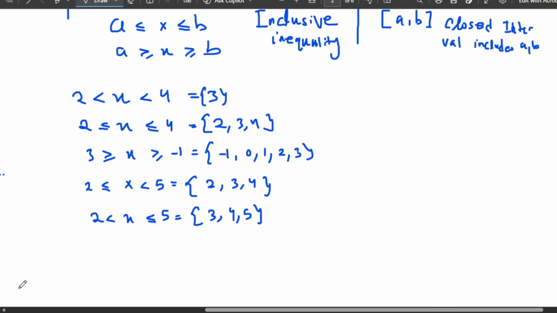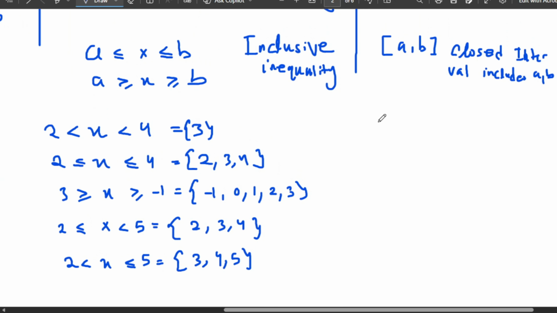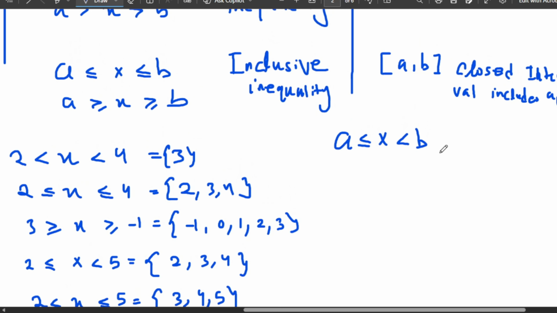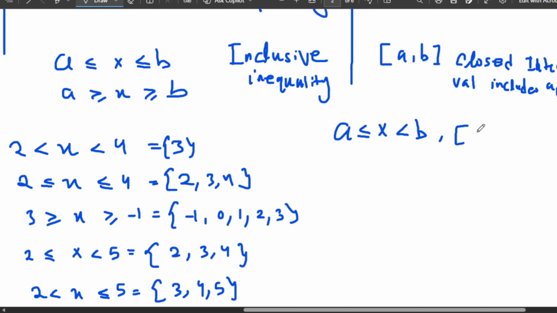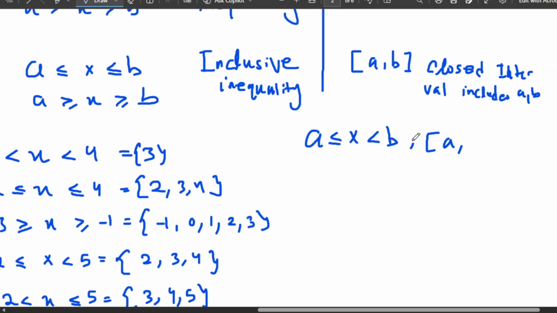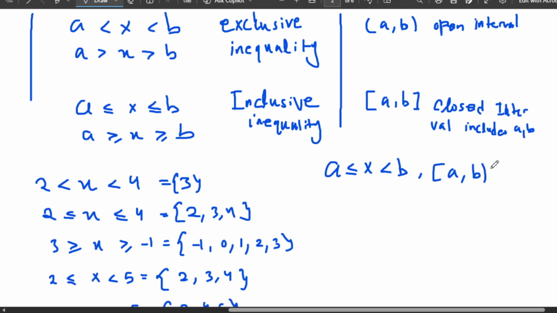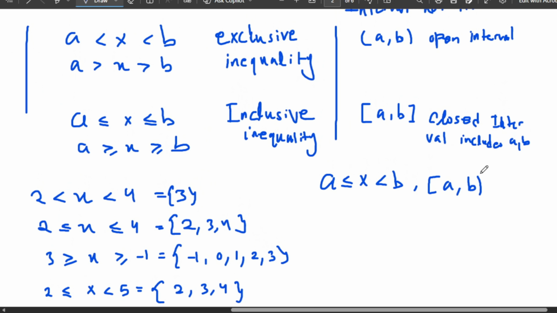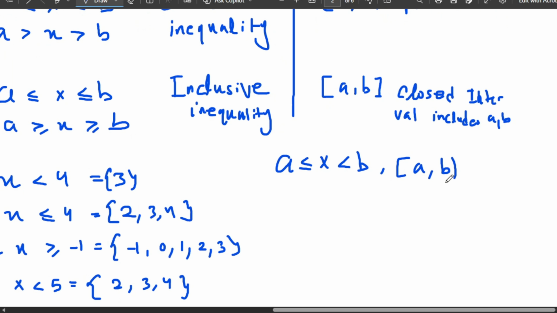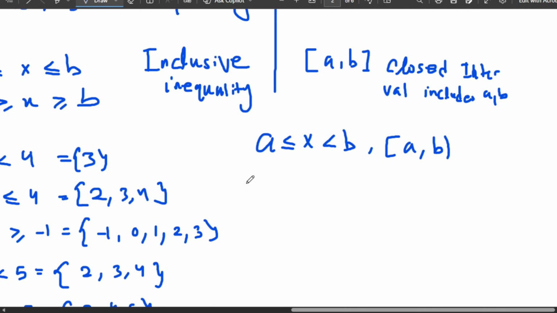And what about when it's partially inclusive and partially exclusive? In a case like a is less than or equals to x and x is less than b, we put the square bracket on a, and then a comma, and since b is exclusive, we put the round bracket, the non-curly bracket.